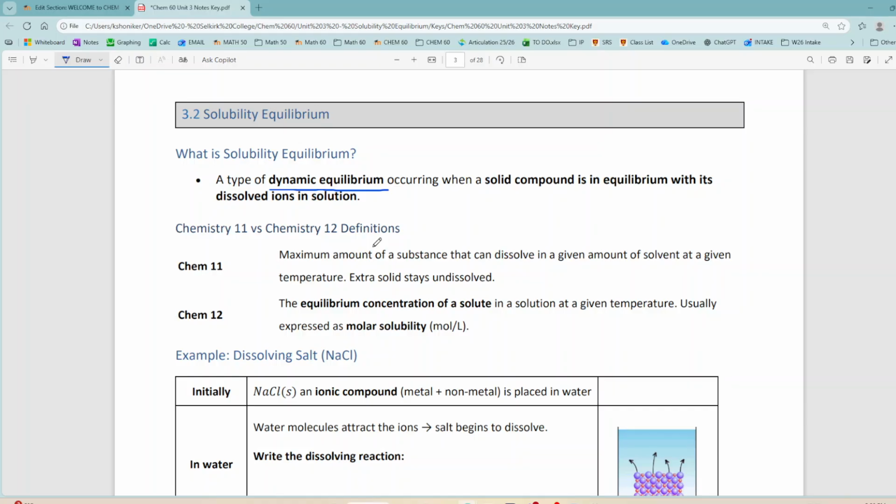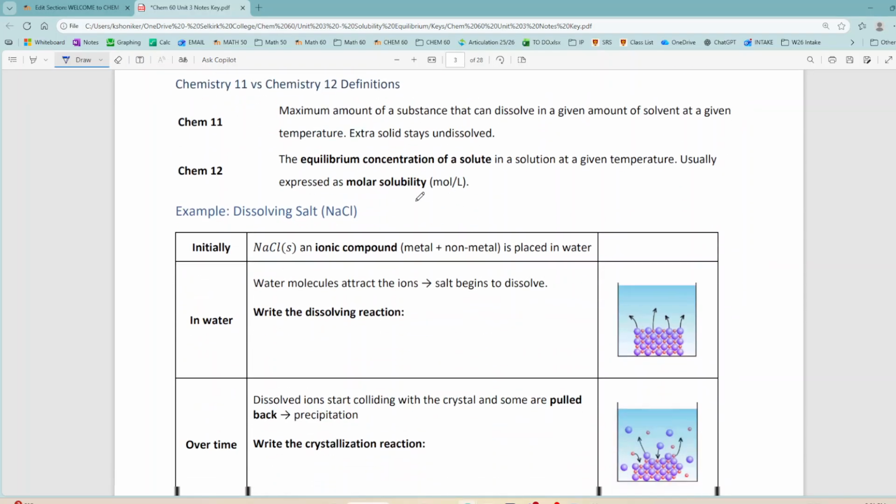In Chem 12, instead of talking necessarily about the maximum amount of substance dissolved, we're going to talk about when you reach equilibrium. So we're going to talk about when we reach this equilibrium concentration of a solute in a solution at a given temperature. And we're going to express this in terms of moles per liter. Let me just show you an example here.